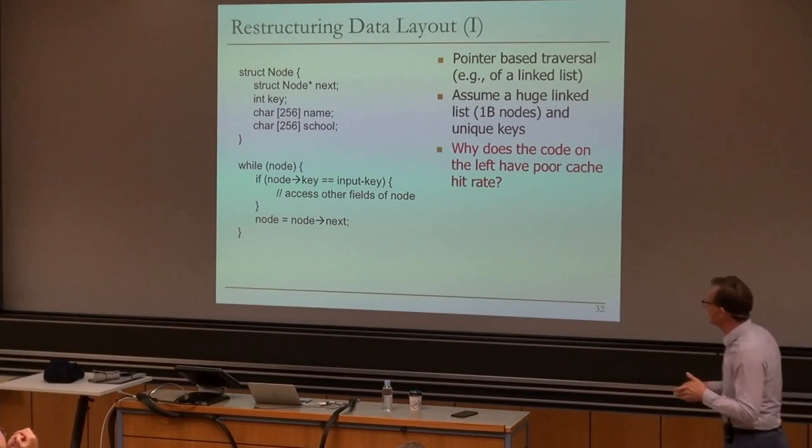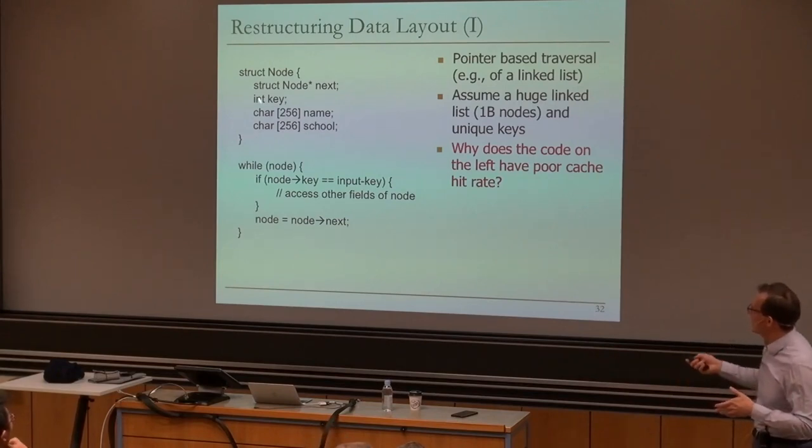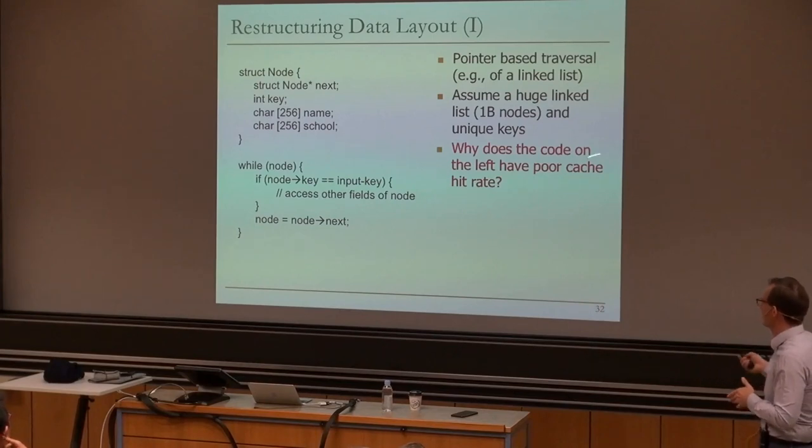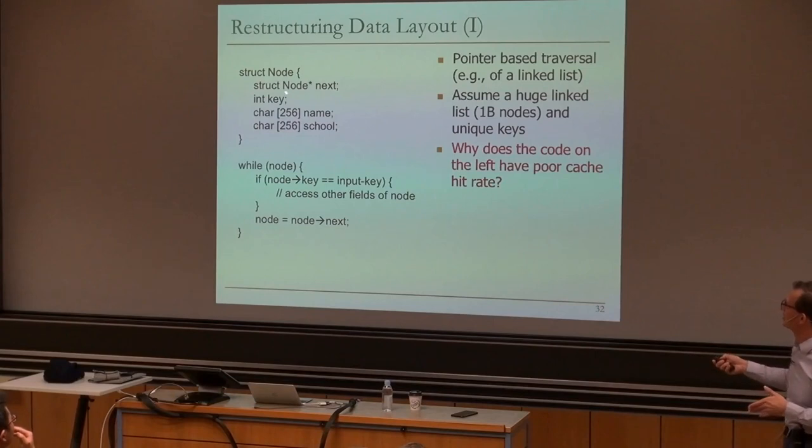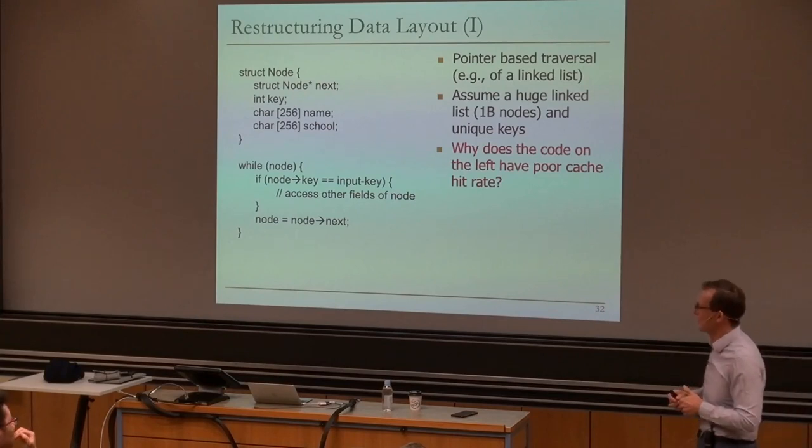Any guesses? Basically, what we're doing is we have this linked list of nodes, and we're going from one node to another, another, another, until we find this input key. And we're just checking the key of the node. Yes? The name of the school are relevant, so... Yes, exactly.